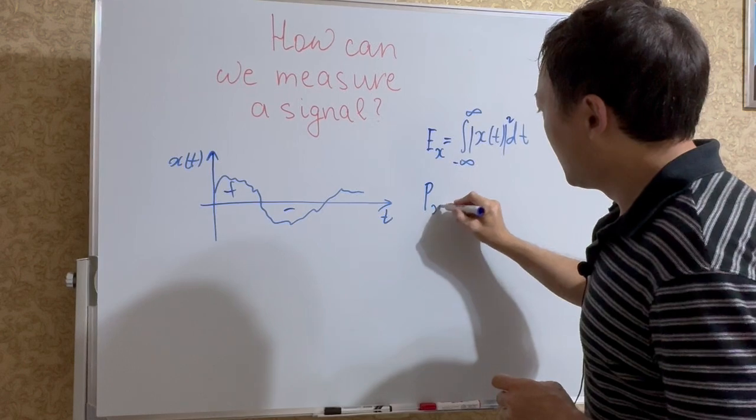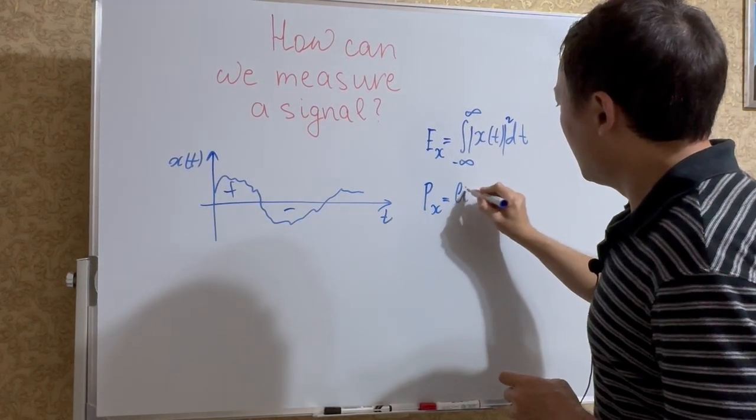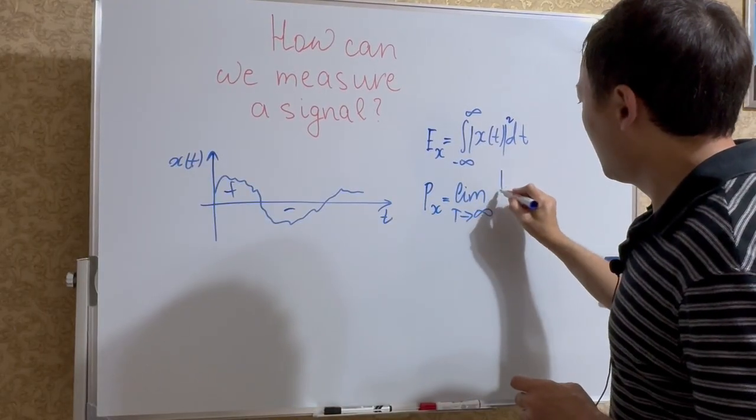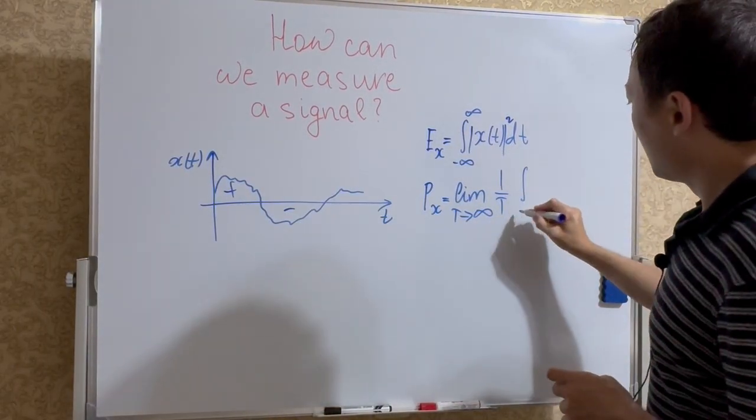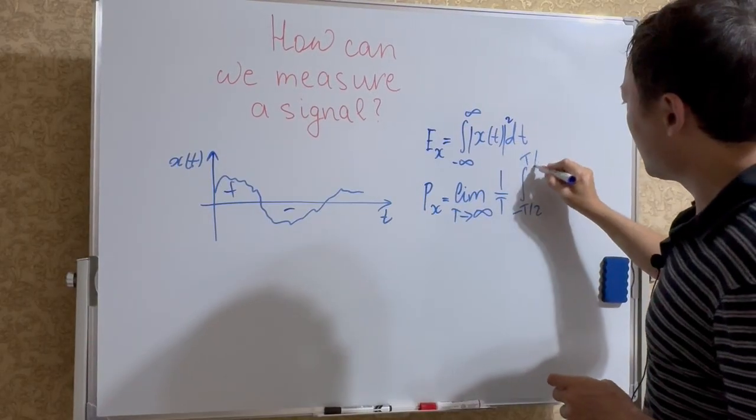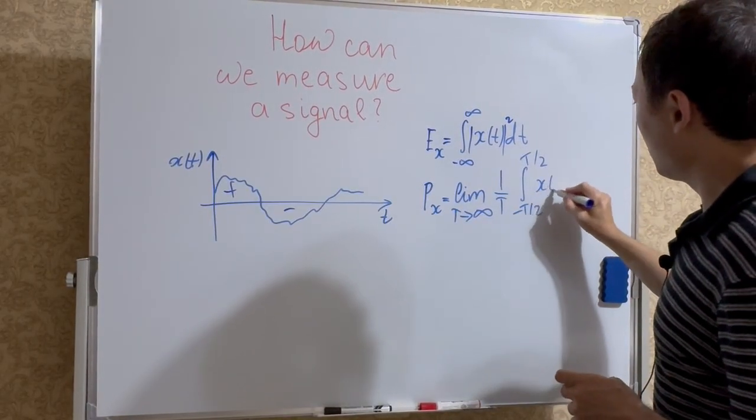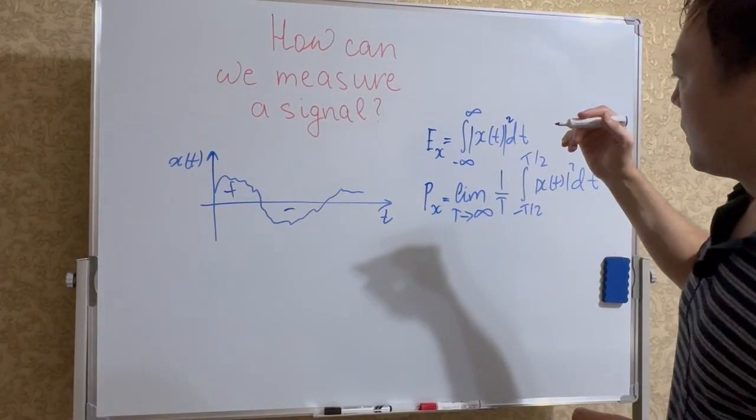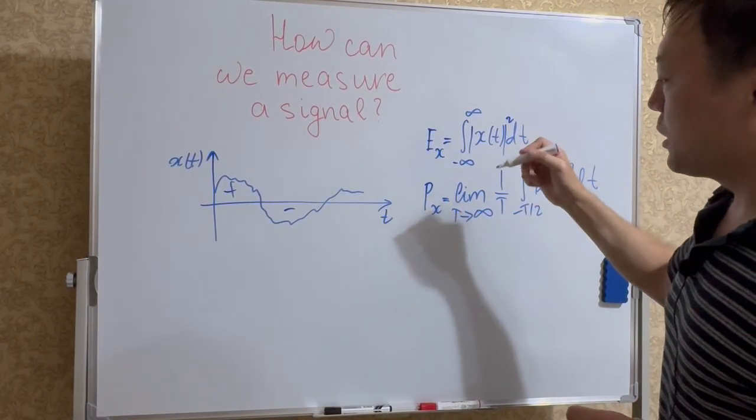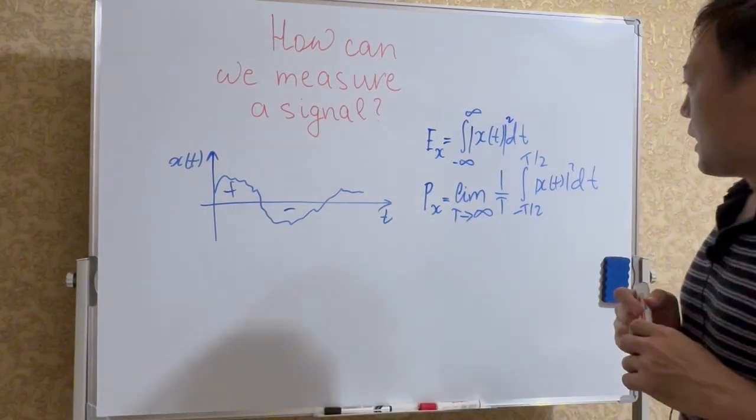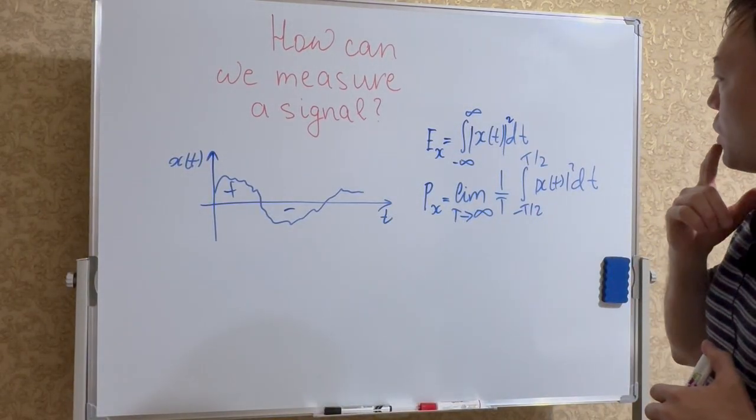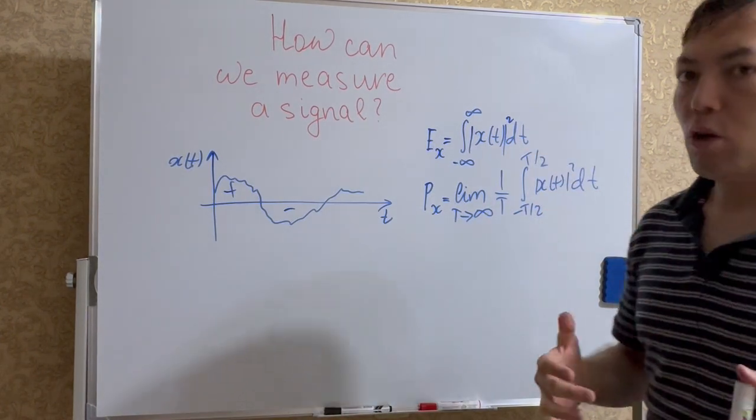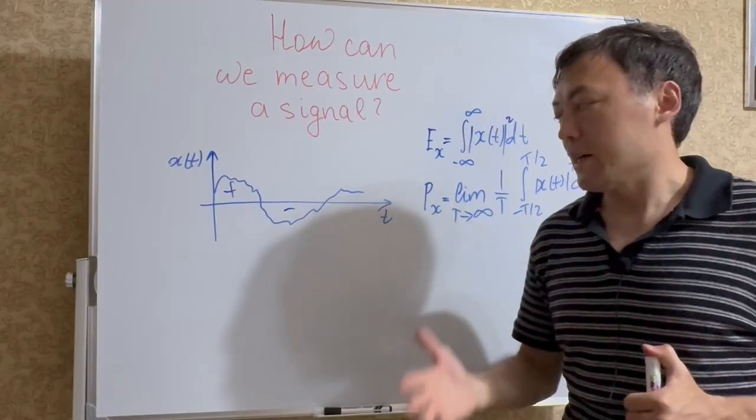Power of a signal is the limit when period T goes to infinity of 1 over T, integral from minus T over 2 to plus T over 2 of x of t squared dt. Power is the rate of delivering energy per time. So now we explain why we've chosen the square of a signal as a measure of our signal size.